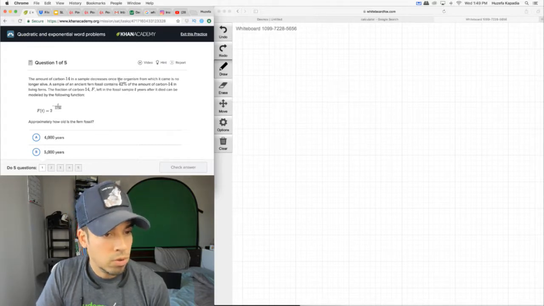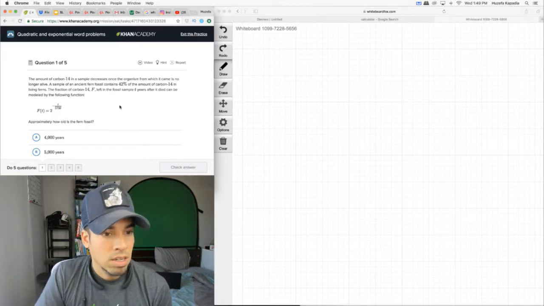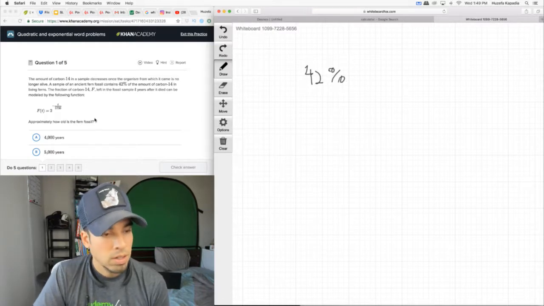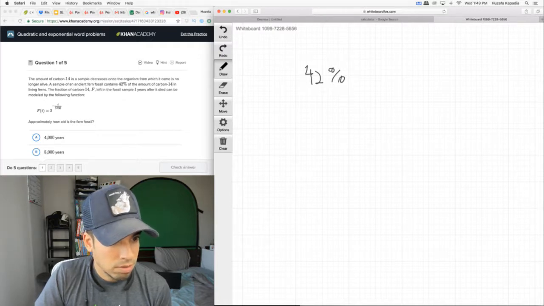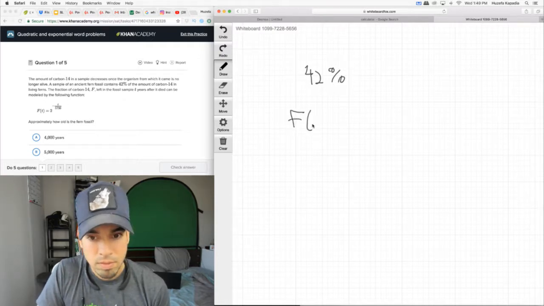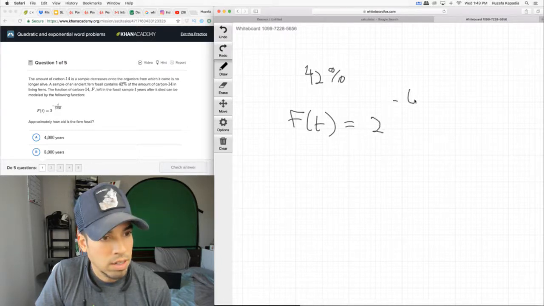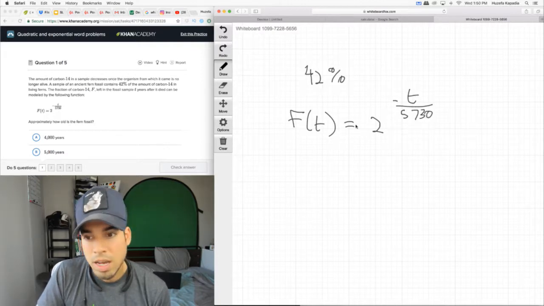The amount of carbon-14 in a sample decreases once the organism from which it came is no longer alive. A sample of an ancient fern fossil contains 42% of the amount of carbon in living ferns. The fraction of carbon-14, F, left in the fossil sample T years after it died can be modeled by the following function. F of T equals 2 to the negative T over 5730, and this is a calculator problem. Approximately how old is this fossil?